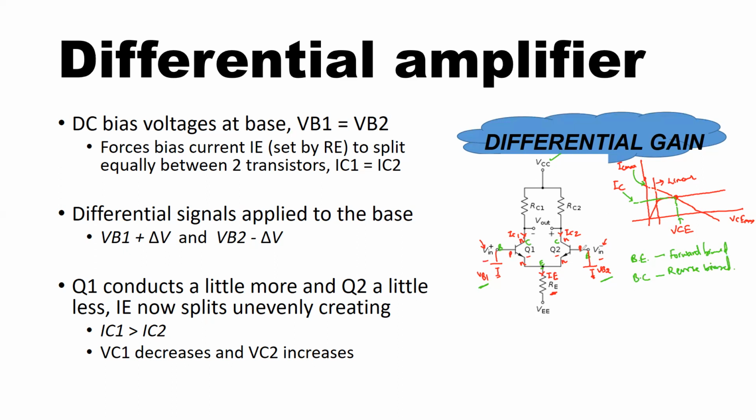I switch on the power supply, and I see that IE gets split equally between the two transistors as IC1 and IC2. Now, what I want is this junction, this diode basically, should be forward biased. And this diode should be reverse biased actually. So the voltage at the collector should be greater than the voltage at the base by 1 VBE to make this transistor always operate in the linear mode of operation. Same goes for the transistor Q2.